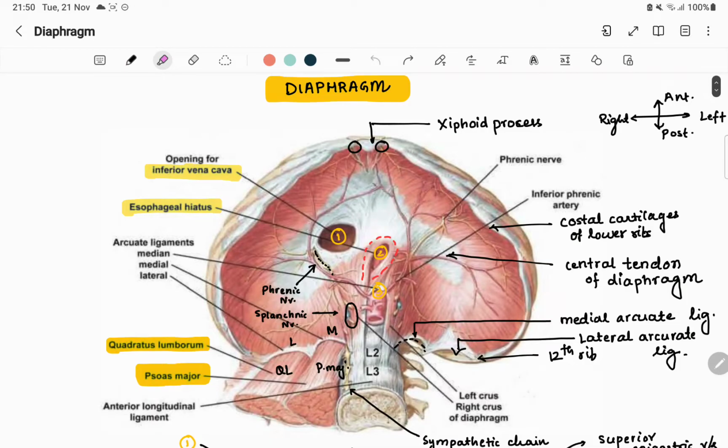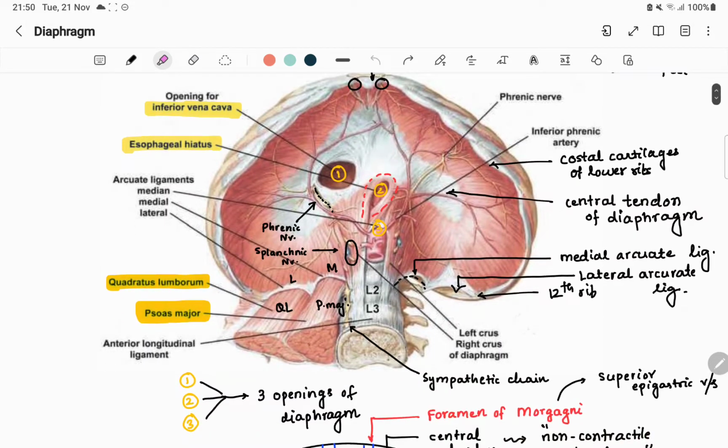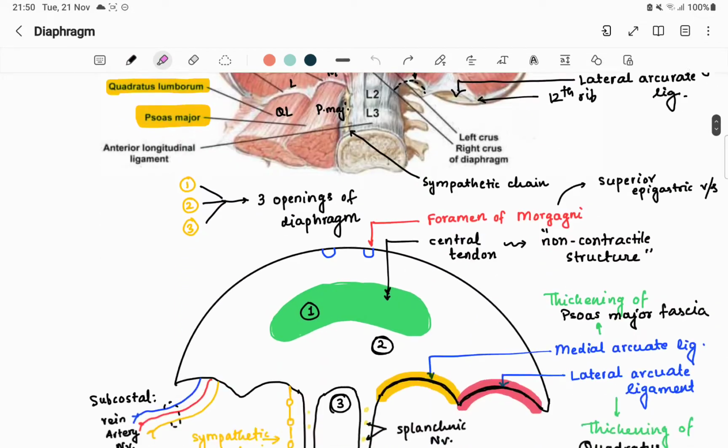So what are the contents of the second opening, the esophageal hiatus? What are the contents of the vena cava opening, and what are the contents of the aortic opening? You know all this. So now let's move ahead.